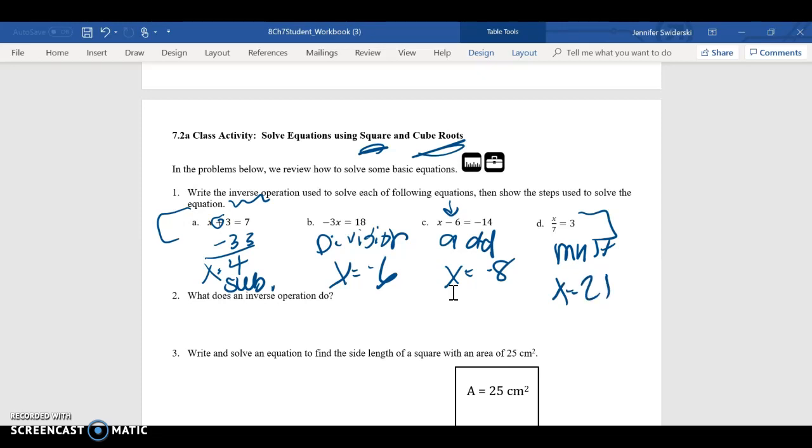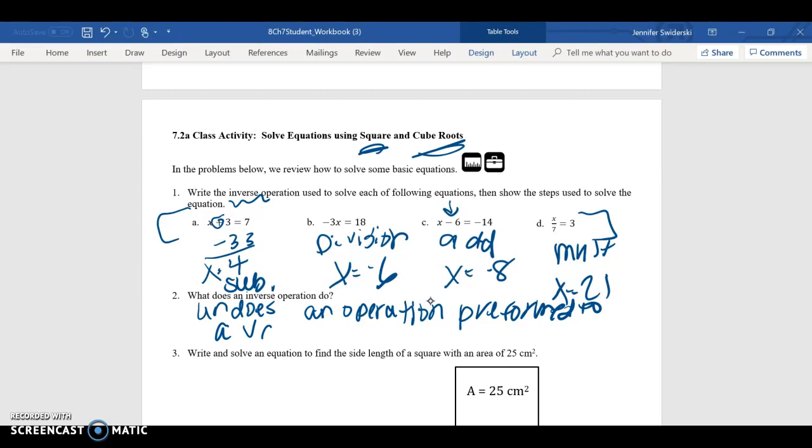So what does an inverse operation do? Well, the inverse is the opposite. So it essentially undoes an operation performed to a variable. I'm going to write both sides because it has to be done to both sides.